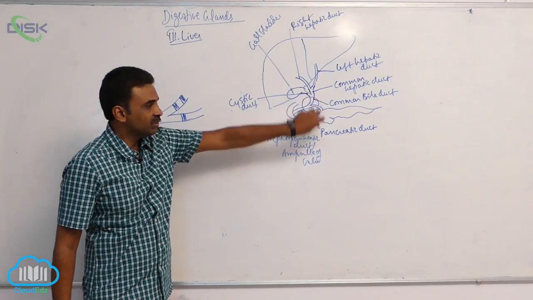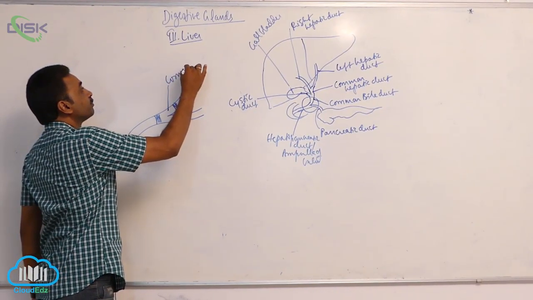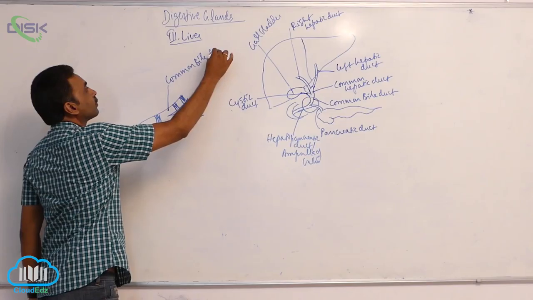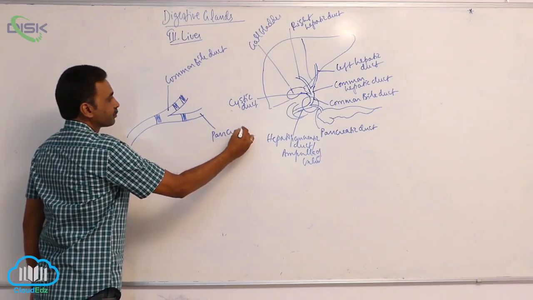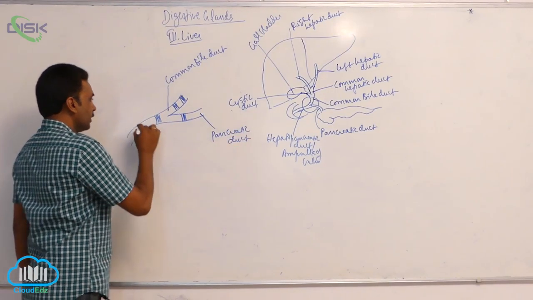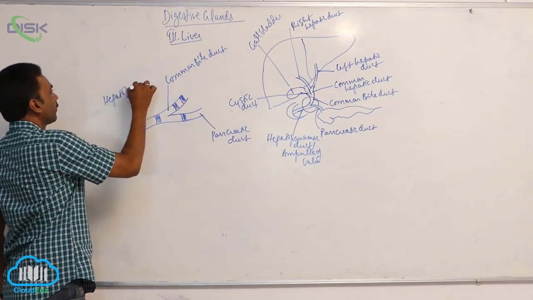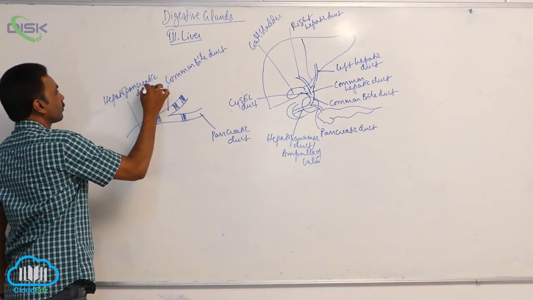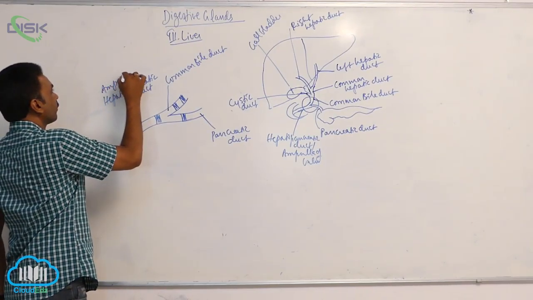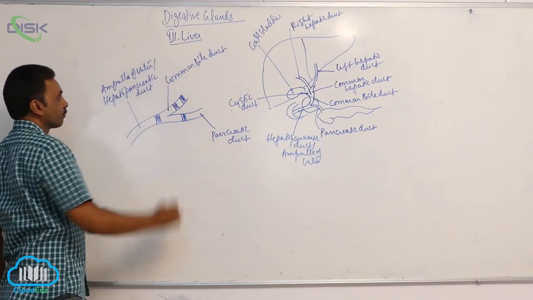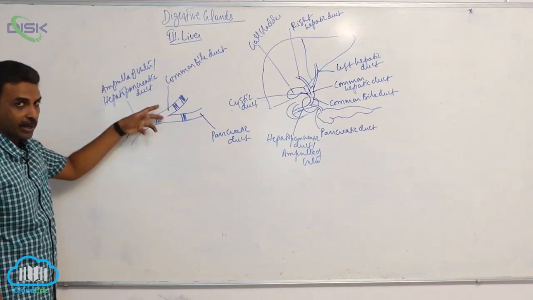Now I am taking this junction, so that area. So this is the common bile duct. And this is the pancreatic duct. This is the hepatopancreatic duct. It is also called ampulla of Vater. So this is the common bile duct, this is the pancreatic duct, combined together to form the hepatopancreatic duct.